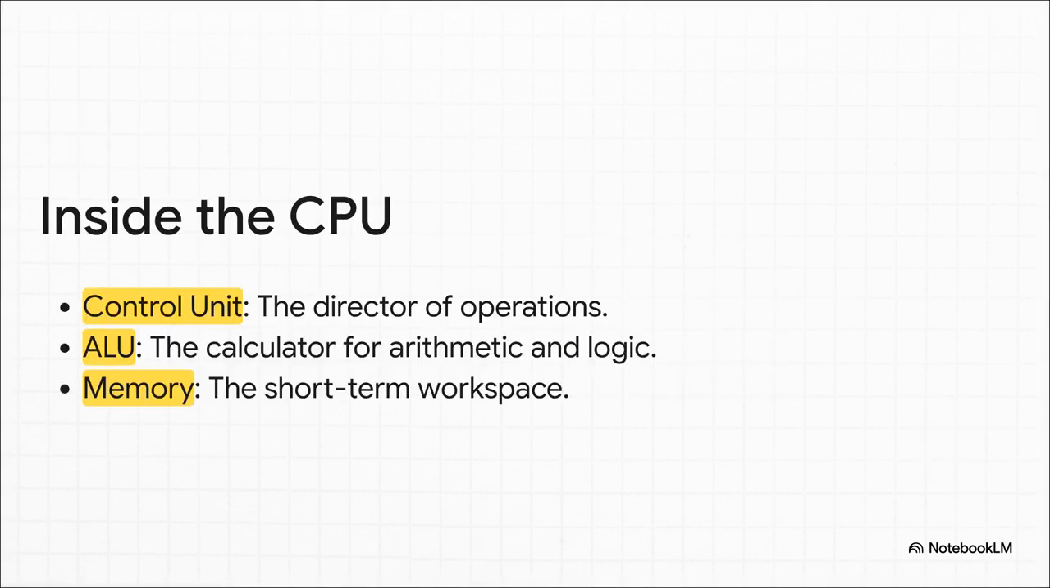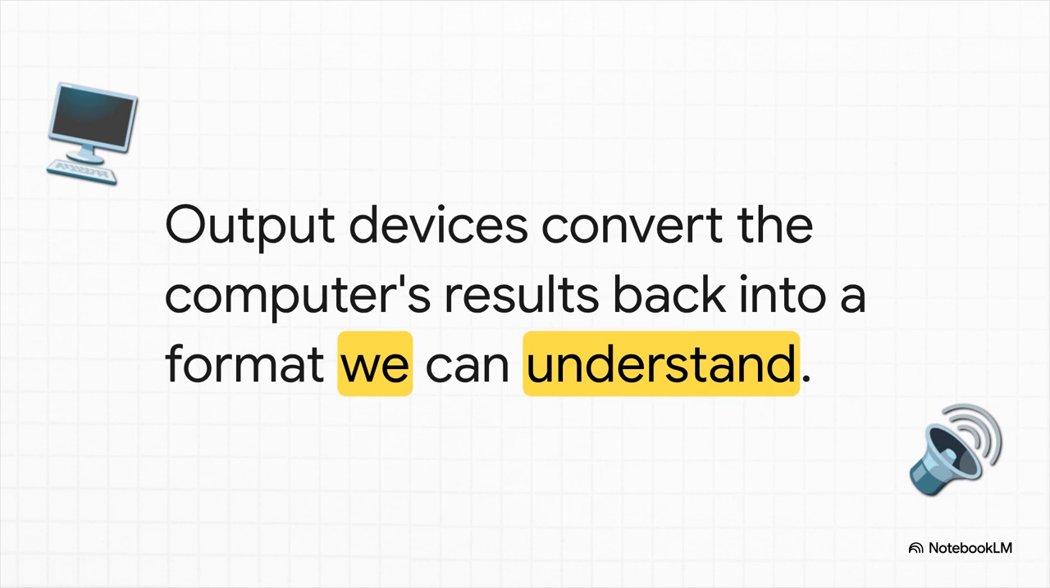All right, the CPU. This thing is the brain of the entire operation. Inside, you've got the control unit, which is kind of like the director on a movie set, telling everyone what to do. Then there's the ALU, the arithmetic logic unit. That's the number cruncher, the part that does all the math and logic. And finally, you have memory, which is basically its short-term scratch pad, where it holds on to whatever it's working on right now. And to complete the circle, you have the output devices. They're the translators on the way out. They take the computer's electronic results and turn them back into something we can understand, stuff you can see on a screen, hear from a speaker, or print on a piece of paper.